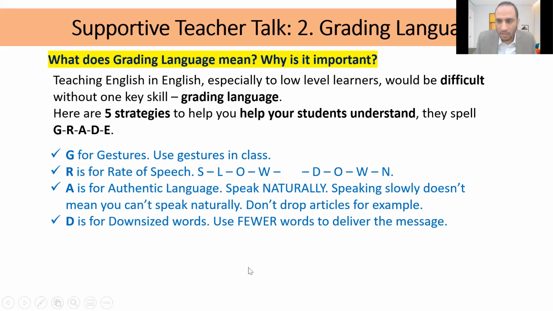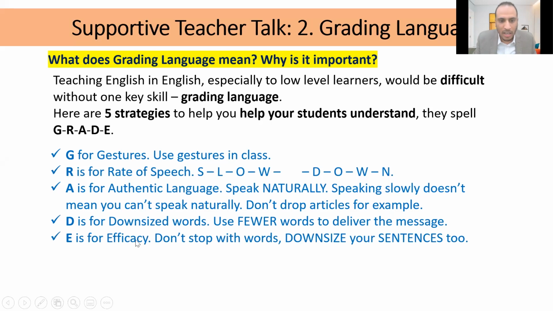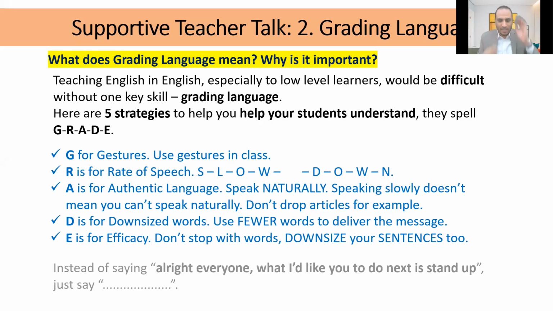And the final one, E, is for efficacy, being concise and precise. Don't just downsize vocabulary. You need also to downsize what? Structure, grammar. Guys, let's make this point more practical. Look at this example. Who can make this one graded in the chat box, please? We will see the best answer.